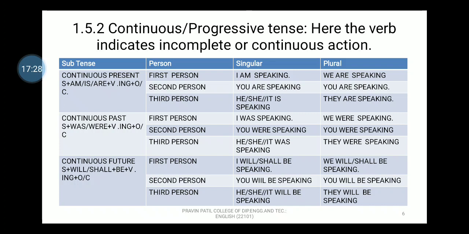Okay, V1 simple present, V2 simple past, will and shall plus V1 simple future, main verb ing, maybe continuous along with 1, along with 2, along with 3. Okay, today's video it is enough. Next video we are discussing the remaining ones.